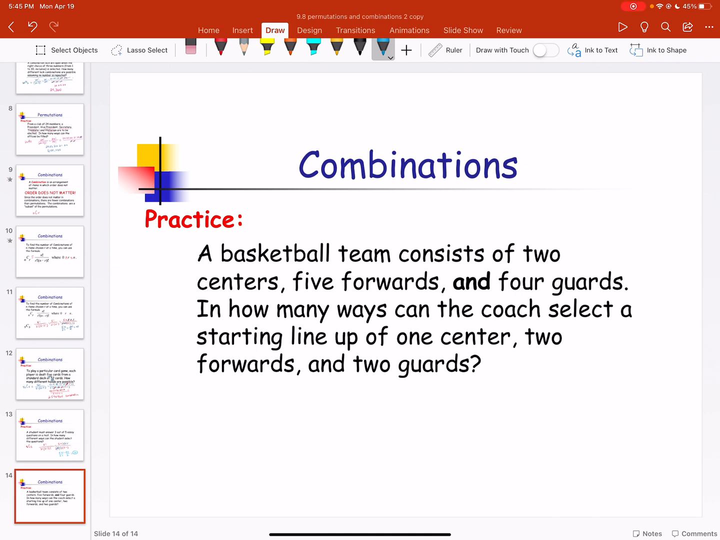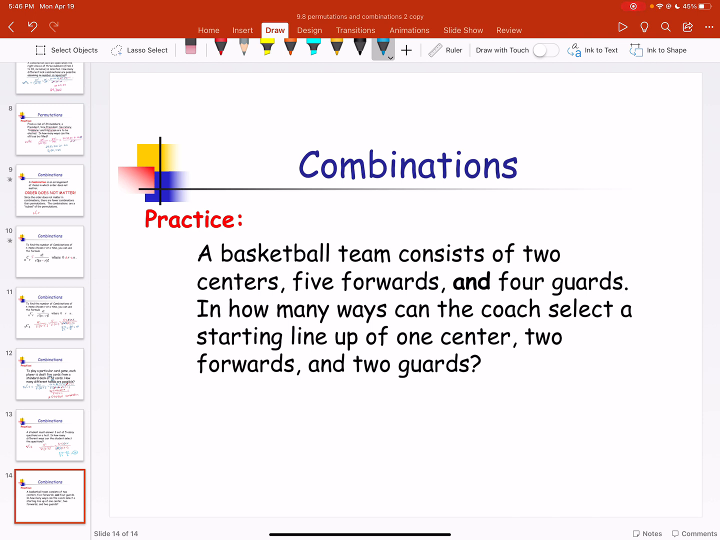Basketball team consists of 2 centers, 5 forwards, and 4 guards. And how many different ways can the coach select a starting lineup from each of the 1 center, 2 forwards, and 2 guards? So this is kind of an interesting one because it's like a probability. It's like an and independent. So each of these roles on the basketball team is independent. So centers are independent, 5 forwards are independent, and 4 guards are independent. So each of these represents a different combination of an outcome.